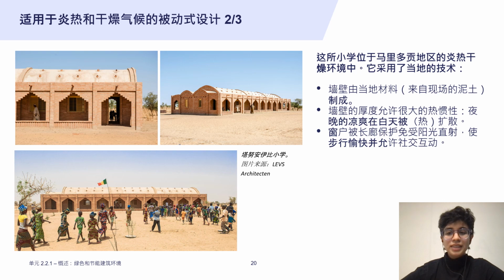An example is the primary school in Mali's Dogon region. The design uses vernacular techniques with thick walls made of local earth. Thanks to their thermal inertia, the night coolness is diffused during the day by thermal dephasing. The windows are protected from direct sunlight by galleries that make walking pleasant while allowing solar interaction.